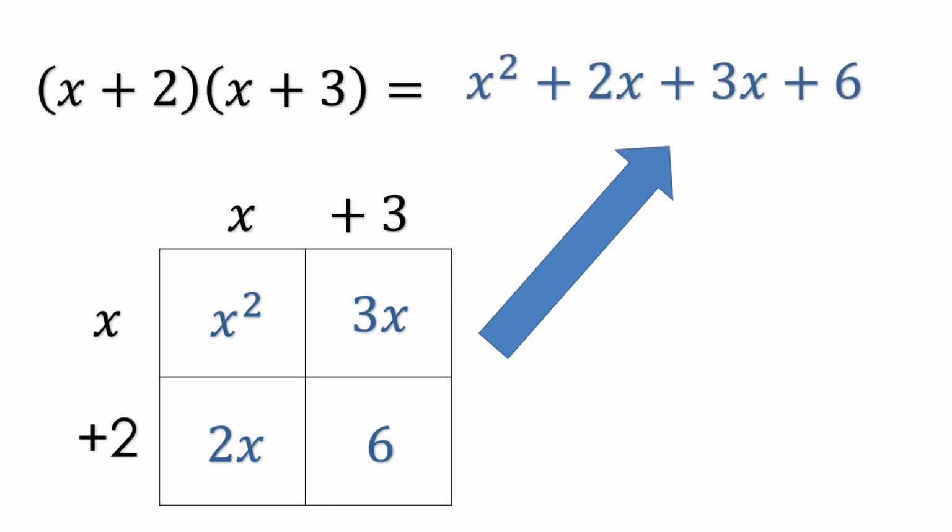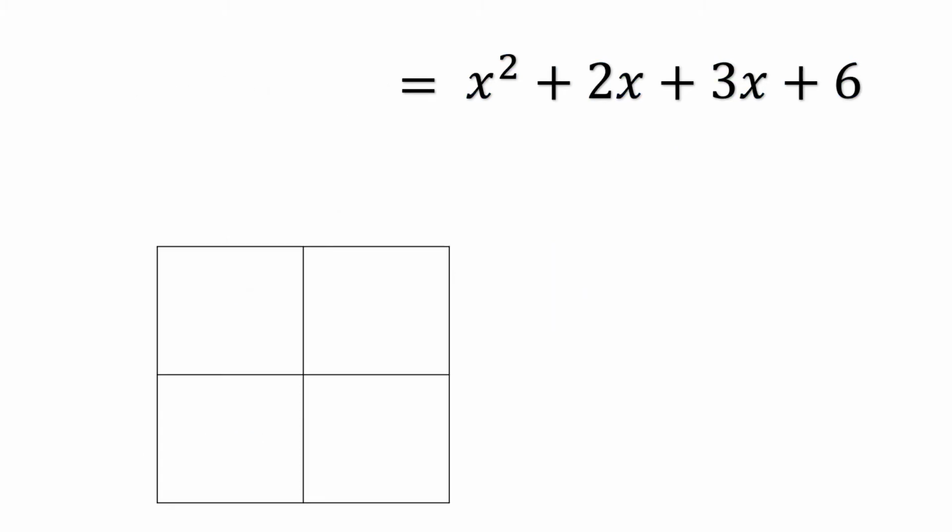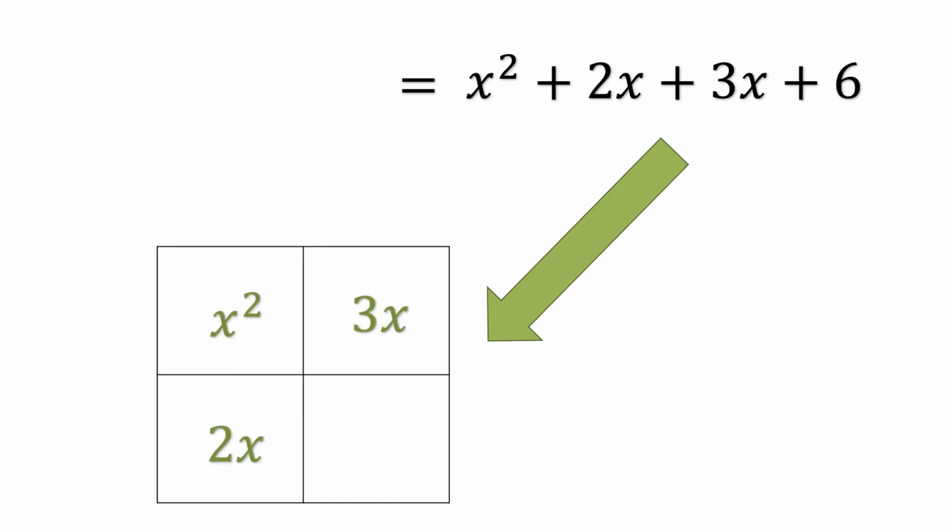So the total area of the box is the sum of all of these terms. So we add each of them up. So we have x squared plus 2x plus 3x plus 6. Once we combine that 2x plus 3x, we'll have standard form. And that's the process of expanding this expression. But now we want to go backwards. We want to go from the expanded expression to the factored expression. So this x squared plus 2x plus 3x plus 6 is the area that belongs on the inside of this box. So we have the x squared, the 3x, the 2x, and the 6.